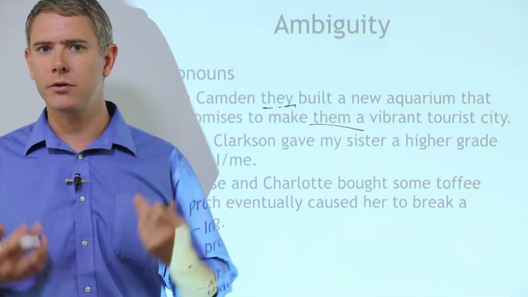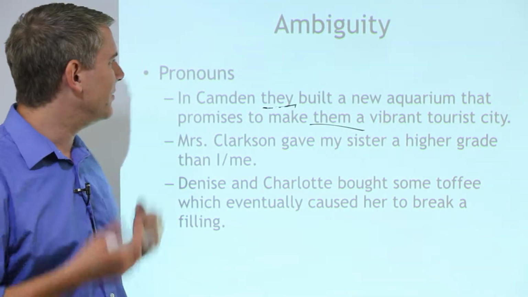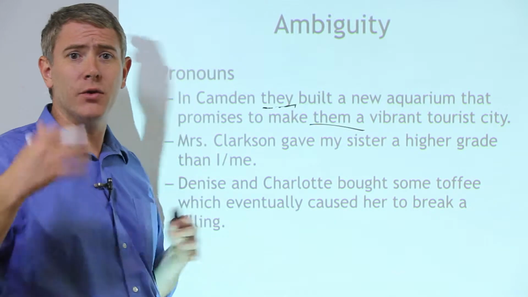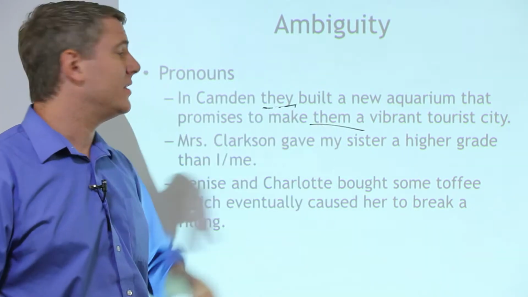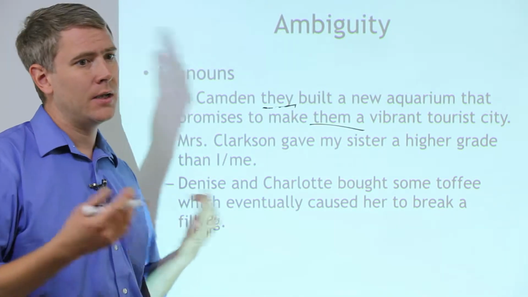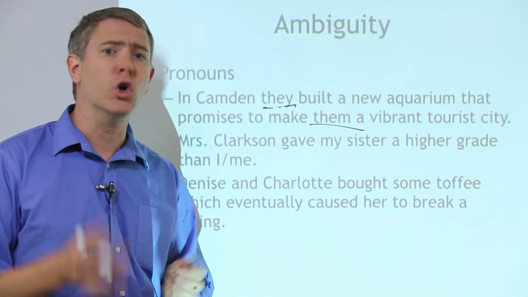Suddenly, I don't know who you're talking about. Who do you mean? The city planners? Do you mean the whole population? Do you mean the people who run aquariums? I don't know. So by using that pronoun, they, them, you've introduced ambiguity into the sentence. You've basically said, well, you knew what I was talking about. I was talking about Camden. Now you don't know what I'm talking about.